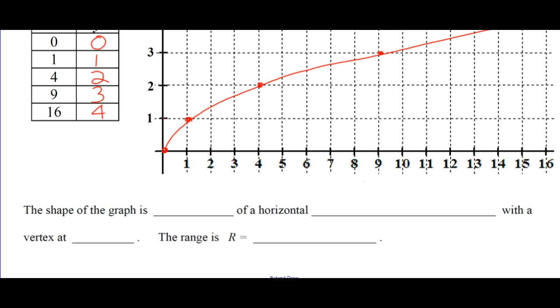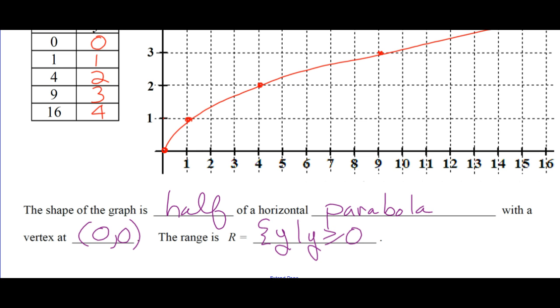The shape of the graph is of a horizontal, with a vertex at, where do you want to start? Vertex is at 0, 0. It's oriented how? So horizontal what? Parabola. And what chunk of a horizontal parabola? So it's half. So the shape of the graph is half of a horizontal parabola with a vertex at 0, 0. And the range is? So what are the possible y values? Greater than or equal to 0. So the set of all y such that y is greater than or equal to 0.